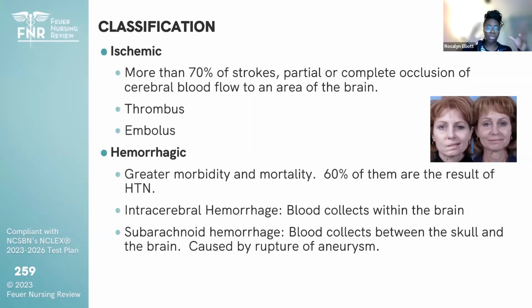So the intracerebral hemorrhage is where the blood collects within the brain. A subarachnoid hemorrhage is where the blood collects between the skull and the brain. So two different classifications. A CT scan can diagnose either of those.